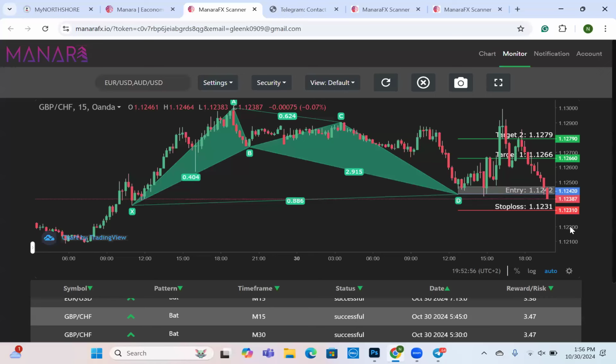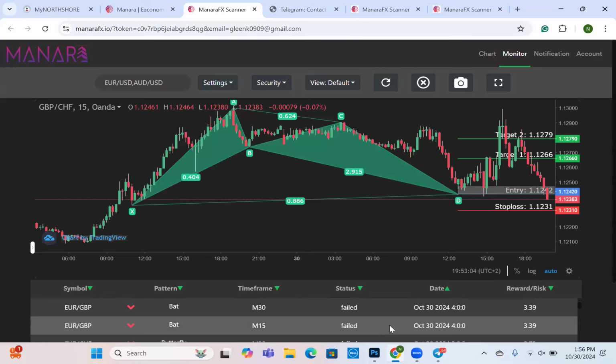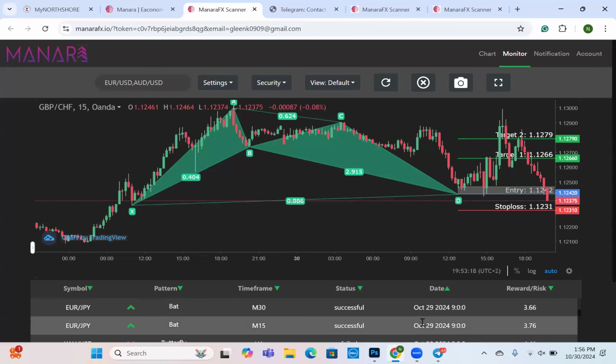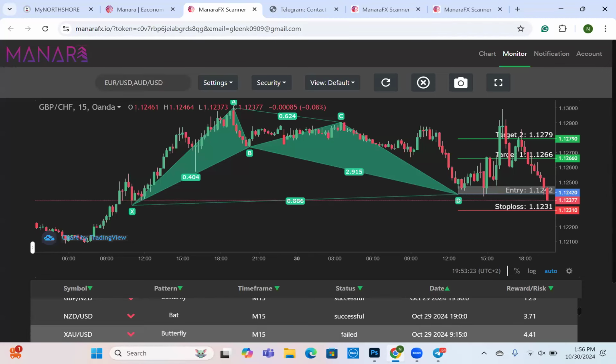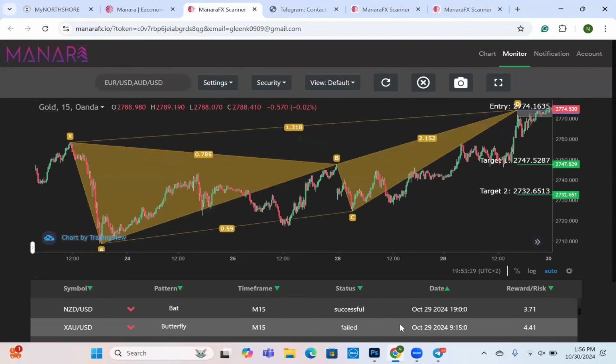Now, can you scroll down? Let's see other signals. Okay. Can you show us the one that is saying failed? Tap on it. Now, when you see a trade say failed, it means that that trade has hit what we call stop loss.